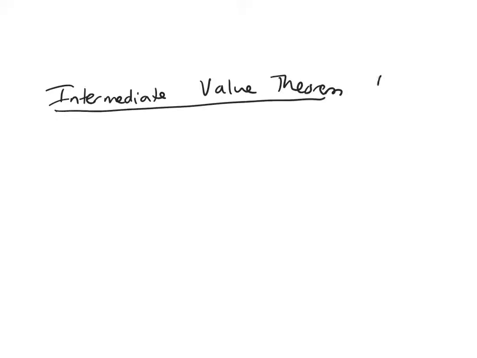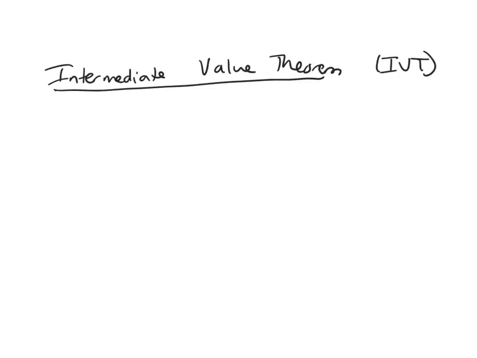So the last thing we're going to do in this section is talk about something called the intermediate value theorem, which often gets abbreviated as IVT. And I'm going to state what it says, and then we'll kind of digest what's written.